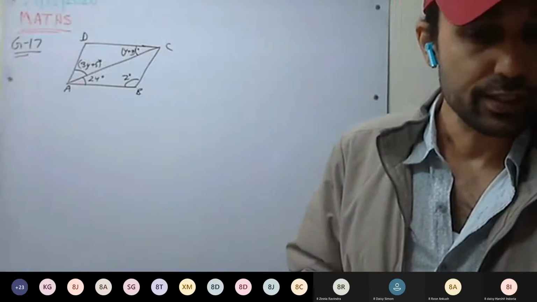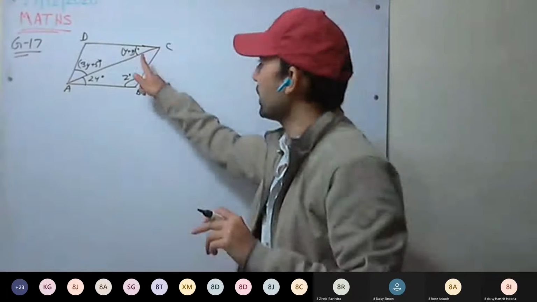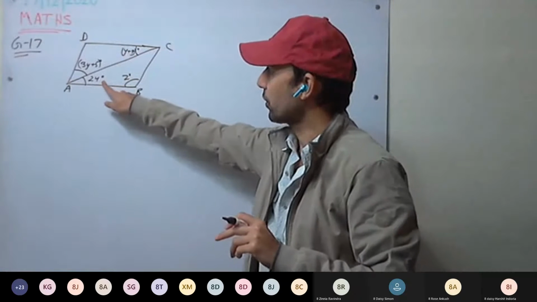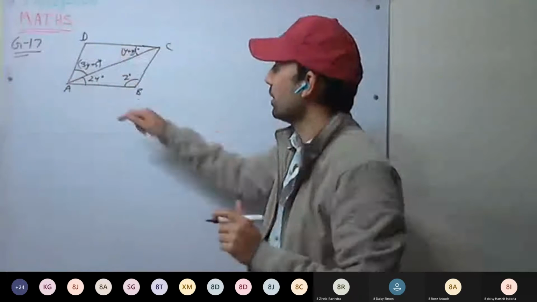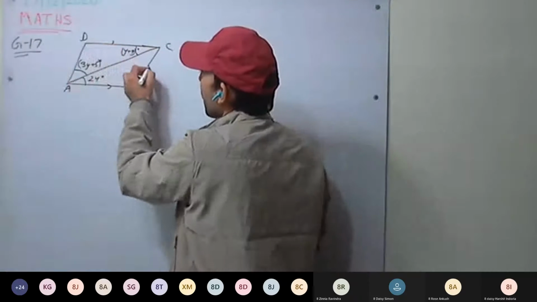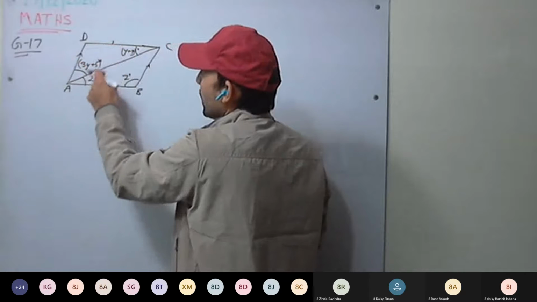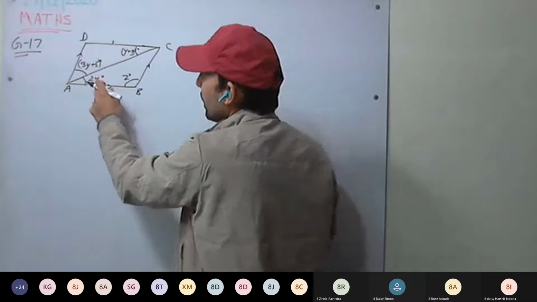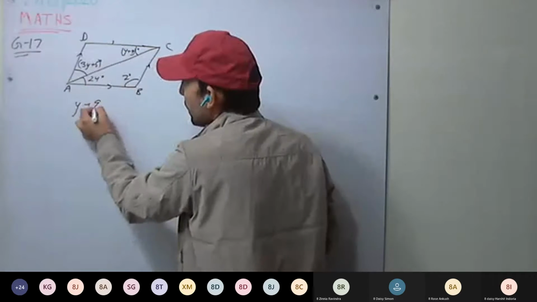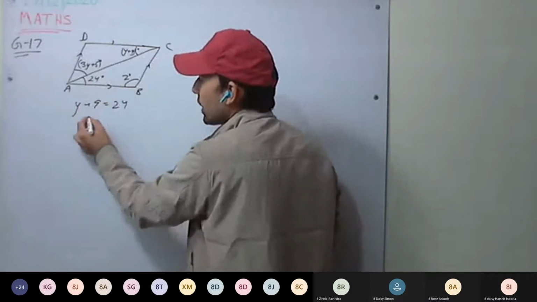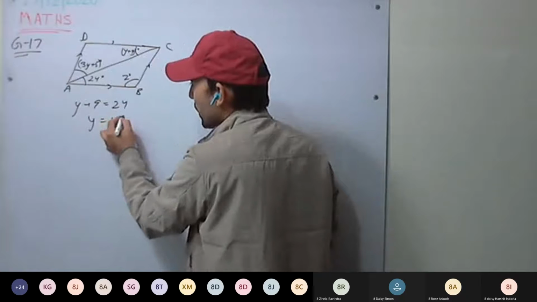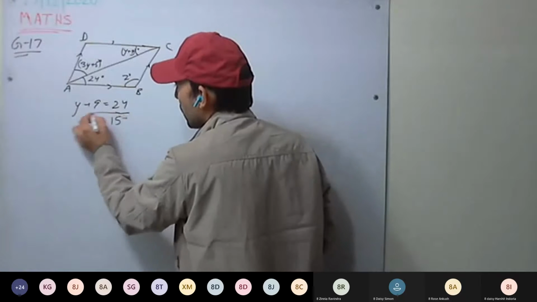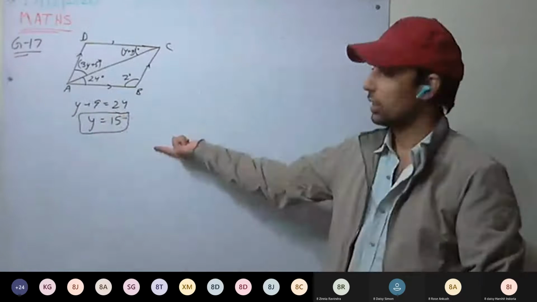So we have to find Z. Y we have already calculated. Y plus 9 equal to 24 degree. Since it is a parallelogram, the alternate interior angles will be equal. These are the alternate interior angles, they are equal. So y plus 9 equal to 24. This we already calculated, y equal to 15 degree.